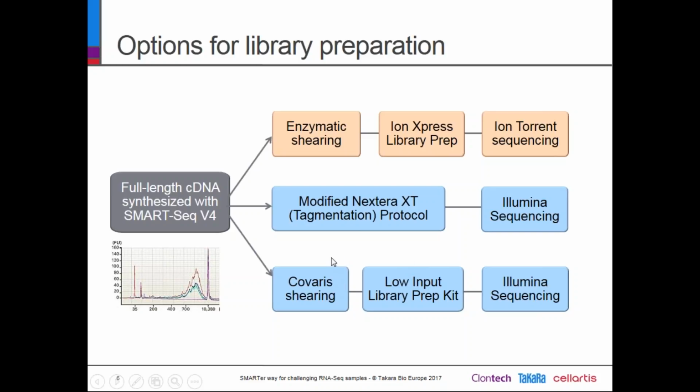If you're using Illumina sequencing, you have two options, so it depends on what's your preferred method. You can either do a mechanical fragmentation using Covaris and then use our low input library prep kit to add the Illumina adapters. Or you can do a modified Nextera XT protocol, and when I say modified, it's the classical protocol, just that it requires less input amount. And Nextera XT protocol will fragment the cDNA and add the adapters for sequencing.